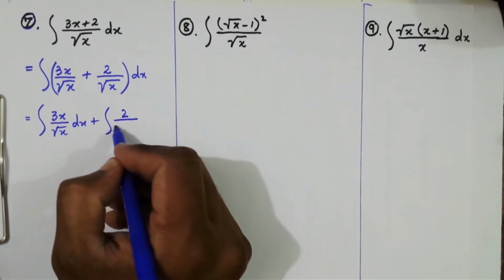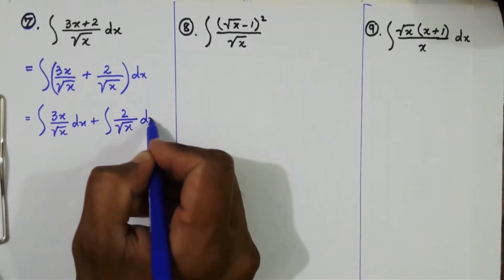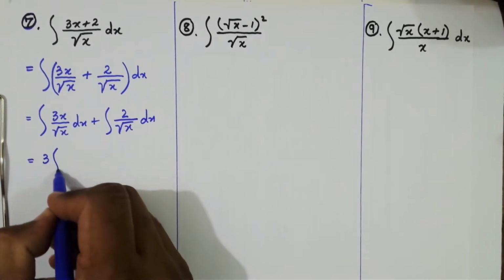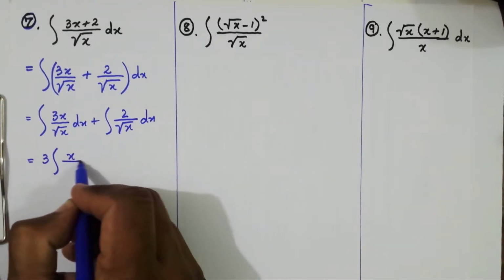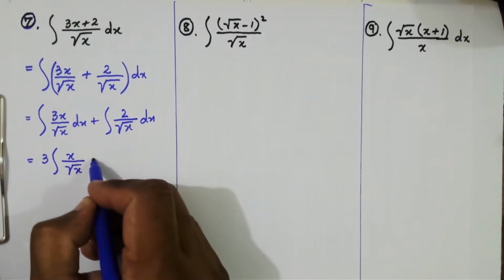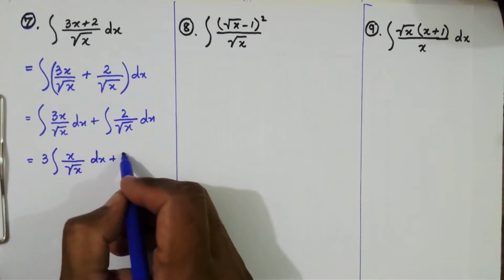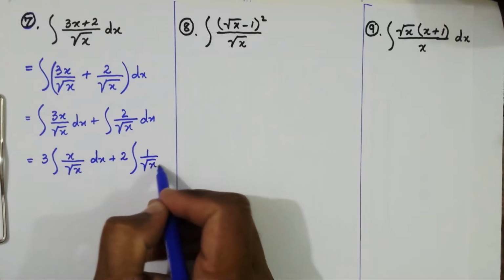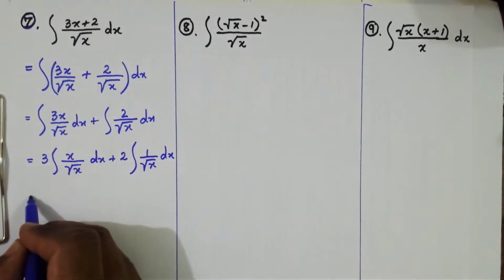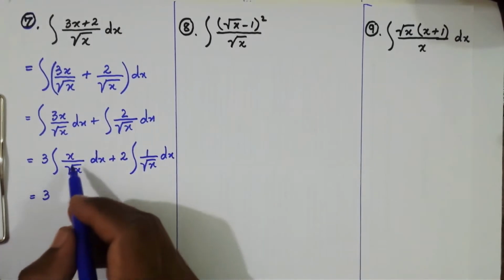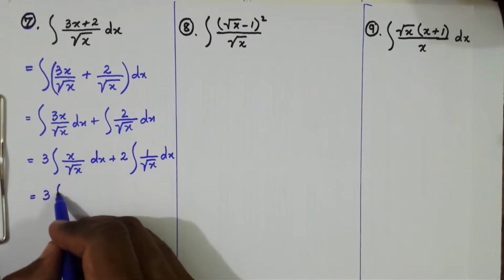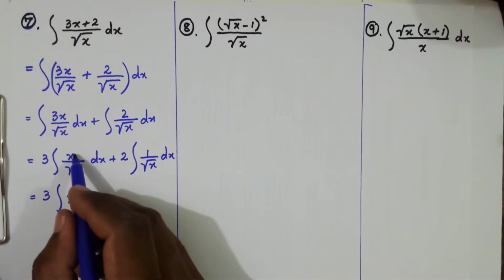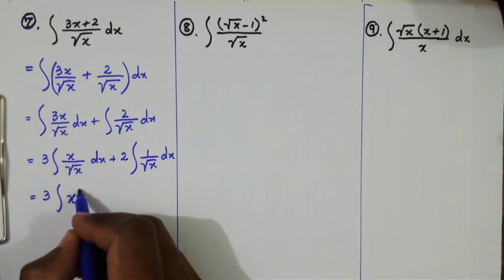Same as here. After taking out the constant value from the integral sign, you will take out 2 from the integral sign. Then you will combine these variables. When you move this variable x towards the numerator, the power will be combined.